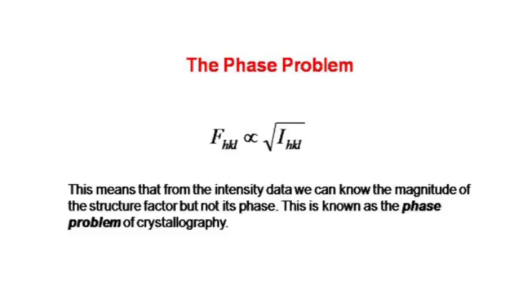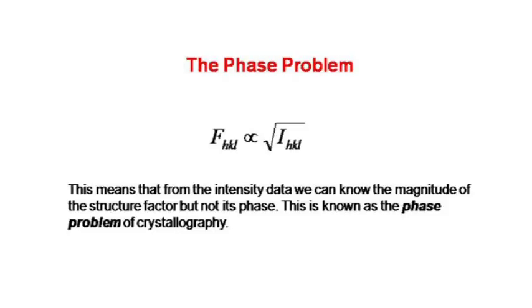But because it's the square root, and you all know that square roots can be plus or minus, we can know the magnitude. We can measure intensities. And if we take the square root of the intensity, I already know the magnitude of the structure factor, which is great. So I've got these structure factors. I can solve the structure.